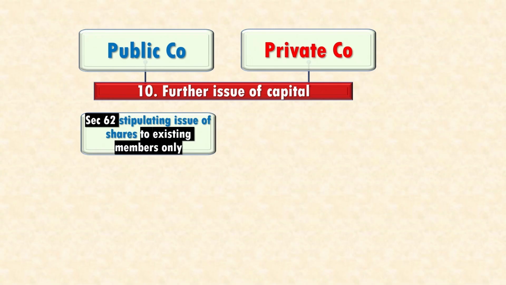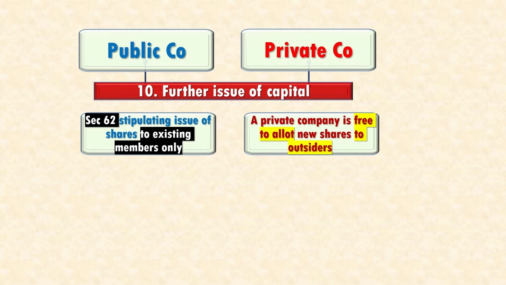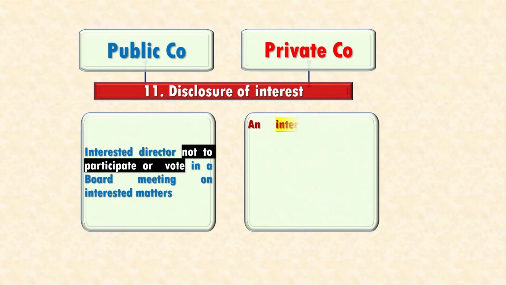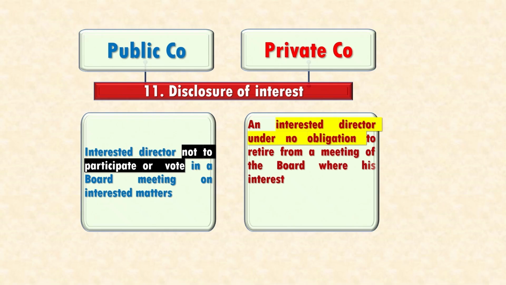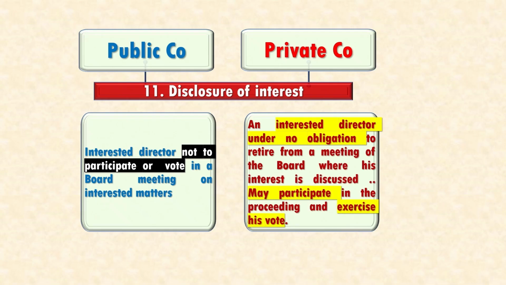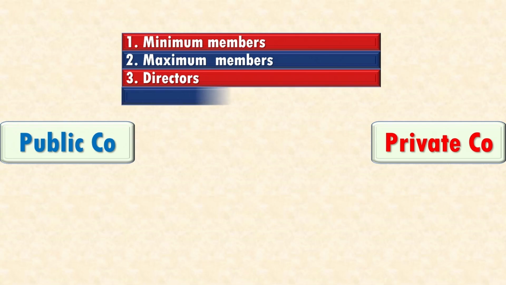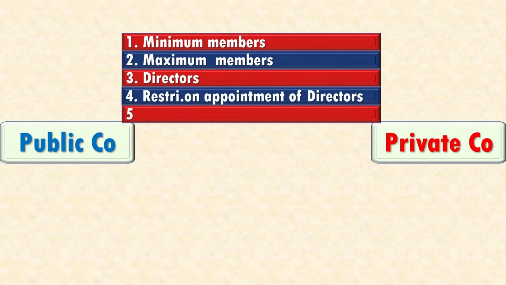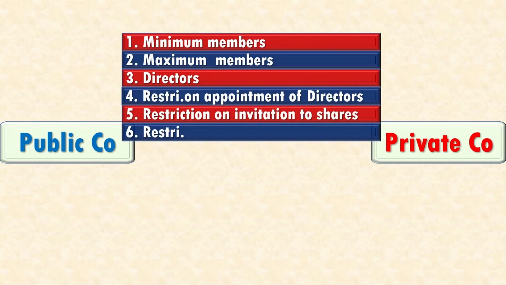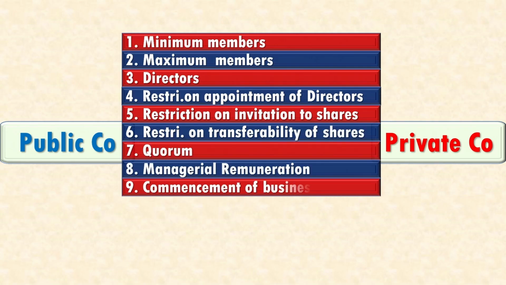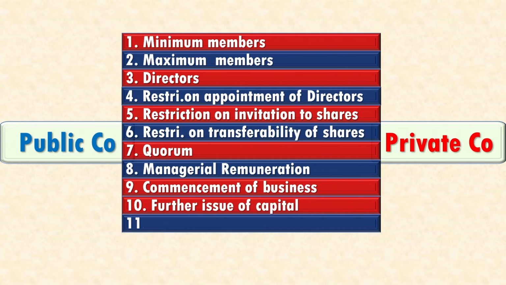Further issue of capital is to existing members only as per section 62, but the section allows a private company freedom. Disclosure of interest is strict; not to participate or vote applies to an interested director, with no such restriction in a private company. Both public and private have their own relative strengths in respect of the 12 parameters, and because of these distinctions, businesses make use of them depending on their specific requirements.